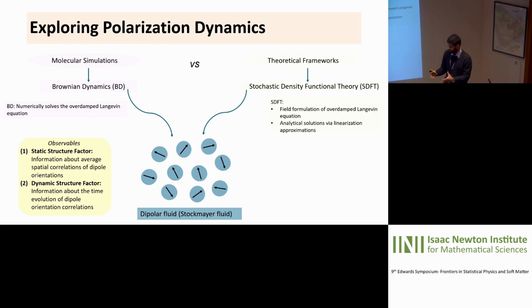One is the static structure factor, which is like a snapshot of your system, which gives you information about the spatial correlation of your dipoles. Then the dynamic structure factor, which gives you information about the dynamics of your system, or the time evolution of your dipoles.